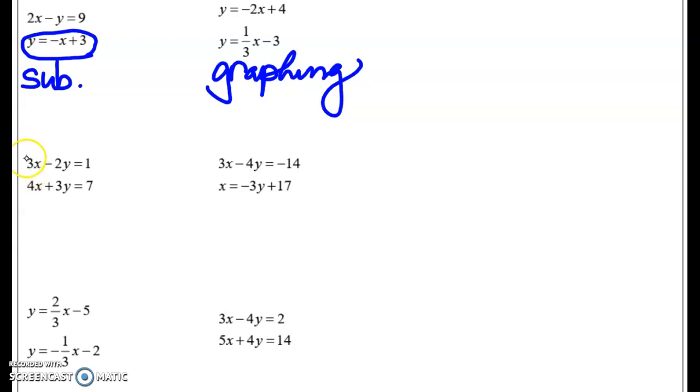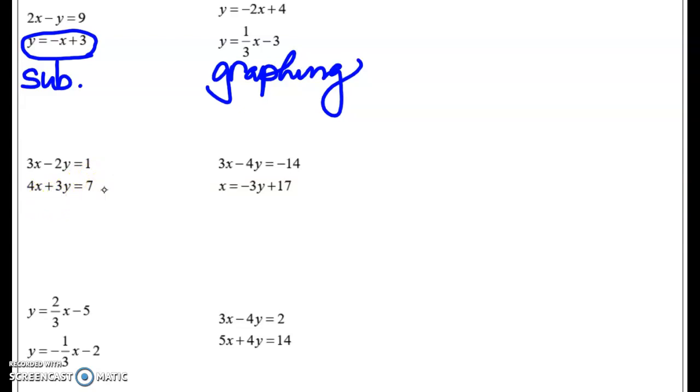This next one, I notice I have x's lined up, y's lined up, equal signs, and constants. I could try to solve for a variable, but if I solve this top equation for either x or y, I would create a fraction when I got to the dividing part. Same thing down here. If I tried to solve for either x or y with this 7, I would create a fraction. So I would not do substitution.